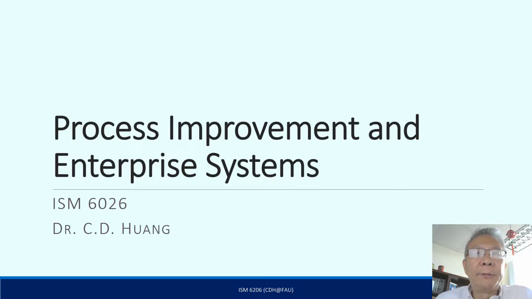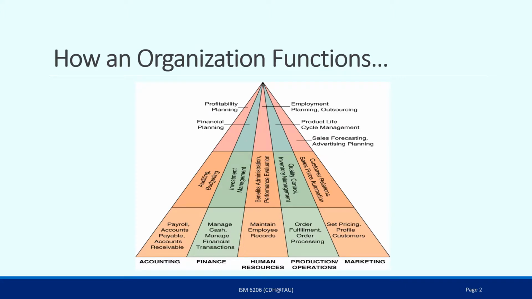So let's get started. Well, in order to know how an information system can help an organization, we have to know how an organization functions. If you walk into any company, it's more than likely that you're going to be seeing many different departments. So, for instance, you have accounting, finance, marketing, sales, and so on.